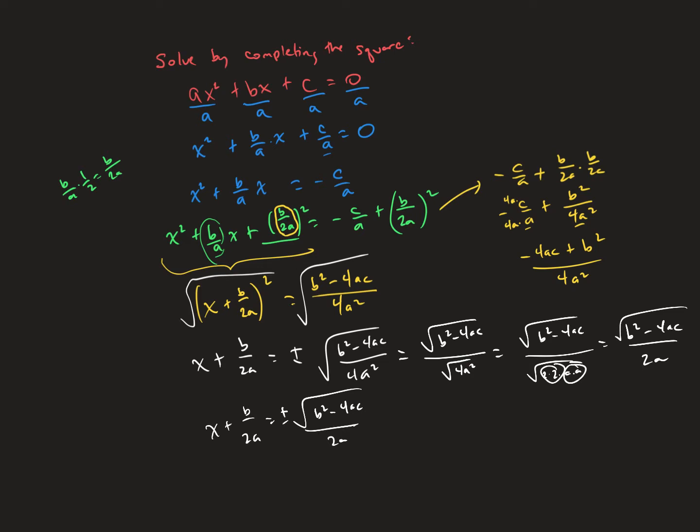And now I'm going to get the x by itself. I'm going to subtract b over 2a from both sides. And now I'm adding and subtracting two fractions that have the same denominator. So I keep the denominator the same and add and subtract the numerators.